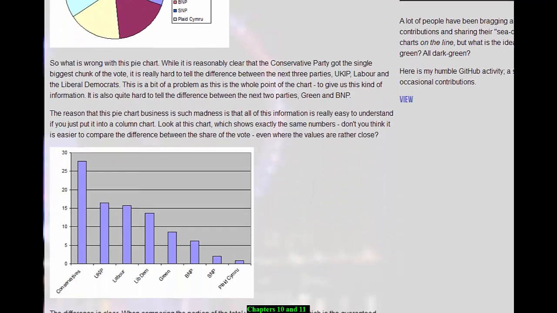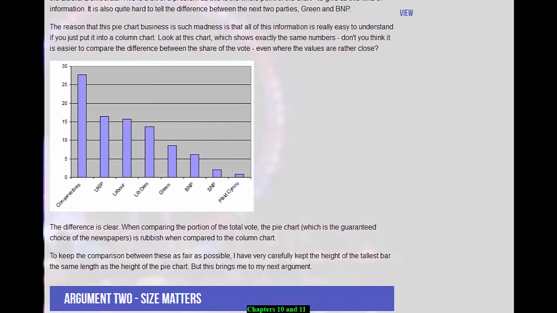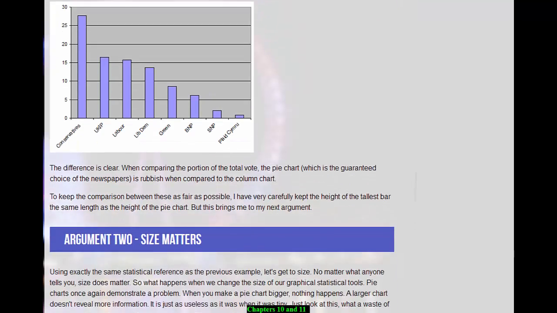Well, if we take a look at another way to display this data, he calls it a column chart, we call it a bar chart. You can see that it's much more clear the comparisons about which party is bigger than the other. Pie charts do not lend themselves well for comparing categories, and that was their whole intended purpose.